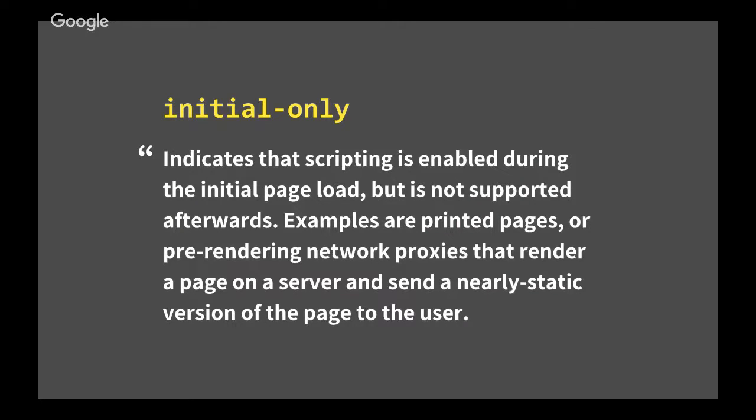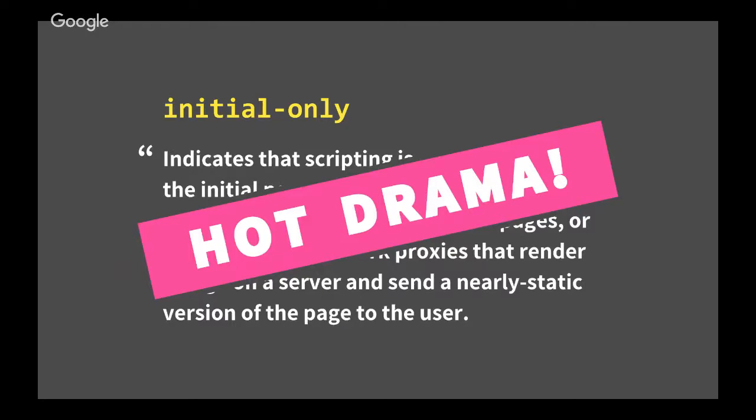So initial only indicates that scripting is enabled during the initial page load, but is not supported afterwards. Examples are printed pages or pre-rendering network proxies that render a page on a server and send a nearly static version of the page to the user. And it's a little tricky. The authors are still trying to figure out what the difference is between a server-rendered page and a page with deferred loading JavaScript. Personally, I think these are champagne problems. Performant web pages are oftentimes also accessible pages. For example, Lighthouse, Google's progressive web app analyzer, uses an accessibility audit as a primary scoring metric.